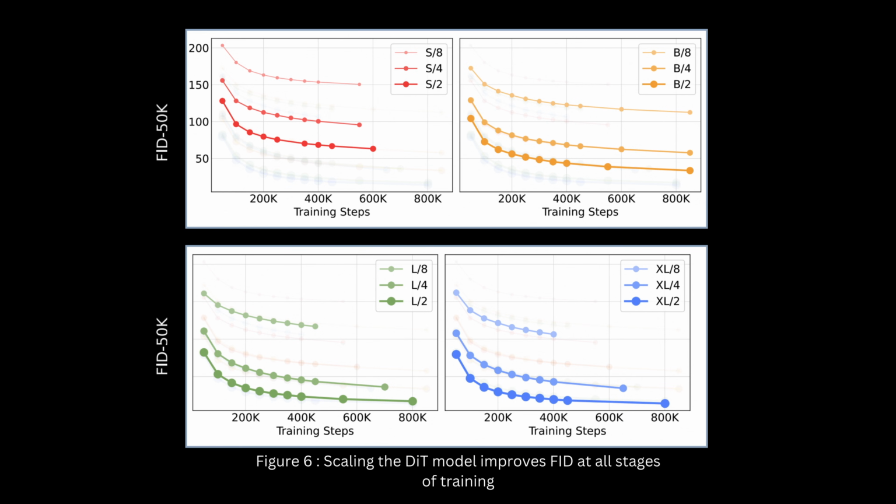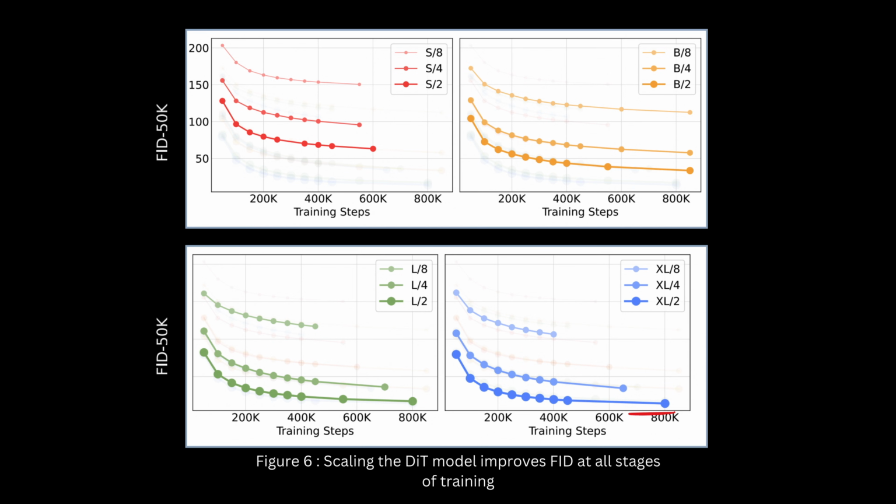Keeping the transformer configuration fixed, the smaller patch sizes, which have the largest number of input tokens, perform the best. And as we increase the patch sizes, keeping the remaining configurations of the transformer fixed, we see worse FIDs. And this is true across all the sized models.